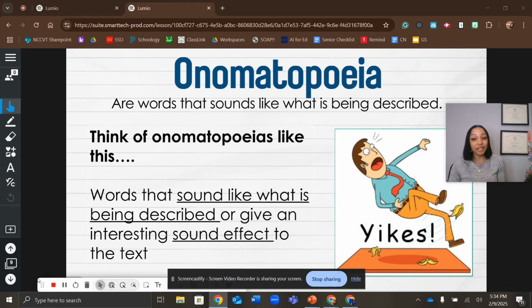And again, they are figurative language, so they don't literally mean what they say. So when we add these sound effects, it's not like it's an actual thing that's happening. It's not a literal thing that's happening. It's adding effect to our writing.